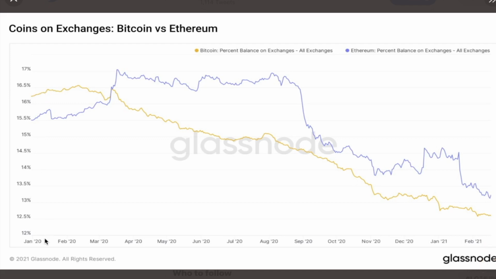So since the beginning of 2020, we can see we are in a huge downtrend for Bitcoin and also for Ethereum, meaning that we've gone from 16-17% all the way down to 12.5%, as you can see here on the chart. So we have been over a year now in a huge downtrend. The exchanges are drying out of supply of Bitcoin and Ethereum. So if more people want to come in and buy, the price is just going to go up because the supply is going down, guys. As you can see, it is drying out.